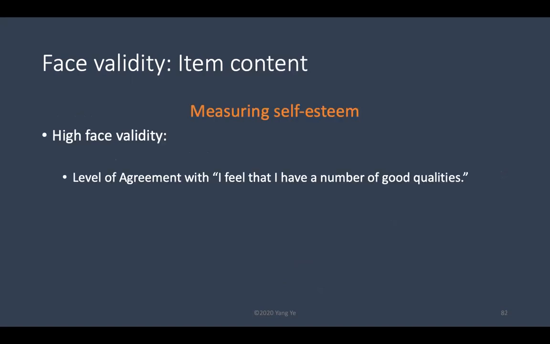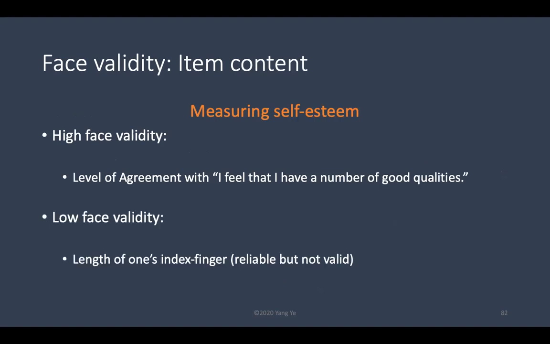For example, self-esteem can have a high face validity if you have the item, I feel that I have a good number of good qualities. And if you just measure someone's index finger and say that's an indication of self-esteem, then it has a low face validity, because it doesn't really make sense to correlate finger size to self-esteem. But not according to Trump. But in this case, you actually have a very reliable measure, right? If you repeatedly measure one's index finger, you're going to get reliable readings, but it's completely invalid in terms of measuring self-esteem.